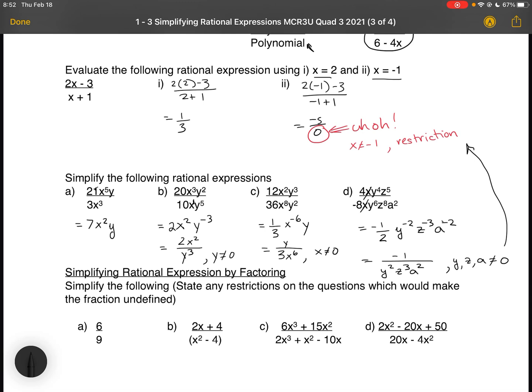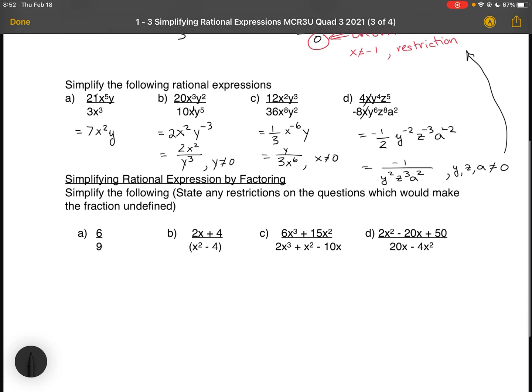So that's one way to simplify rational expressions, by dividing and using our power rules to simplify. We can also simplify by factoring. So let's start with the first one, 6 over 9. We can reduce that to 2/3, no problem. And there are no restrictions because there are no variables.